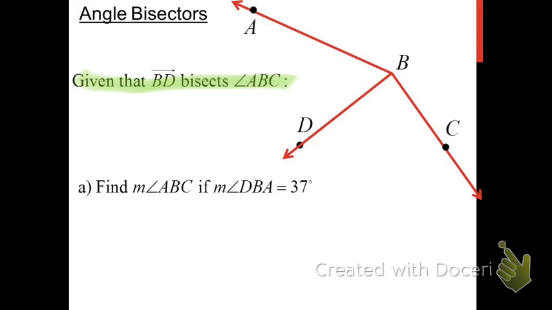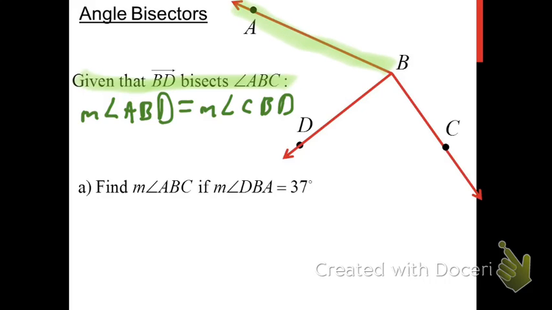Because I know that, what I know is that angle ABD, its measure has to be equal to the other angle in the bisection, angle CBD. And that makes this pretty easy to work with. Alright, what I'm asking us to do is to find the measure of angle ABC. Angle ABC, of course, being the larger angle, if I know that the measure of angle DBA is 37 degrees. So right here is 37 degrees.